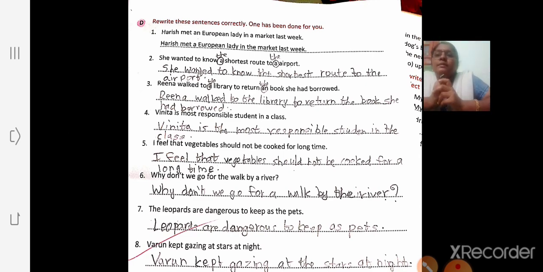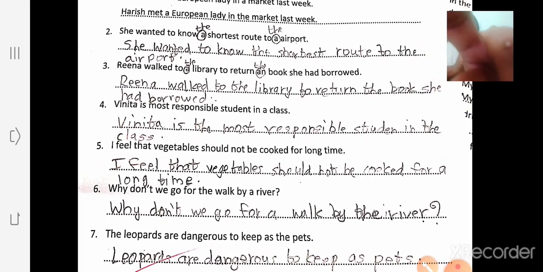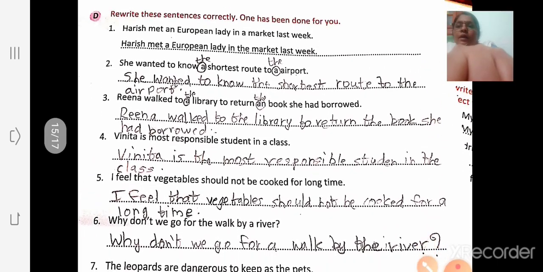Then rewrite these sentences correctly. One has been done for you. Harish met an European lady in the market. So there is a mistake, correction in the question. So you have to correct it and rewrite the whole sentence. Okay. Harish met an European lady in a market last week. Harish met a European lady in the market last week.